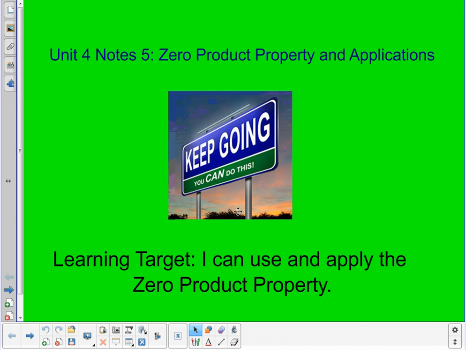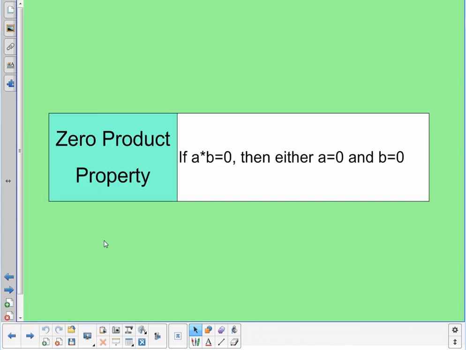This is the zero product property. So we're going to talk about how we use the zero product property today and what the zero product property is. Up at the top of your notes page, the zero product property says that if a product A times B is equal to 0, then either A must be 0 or B must be 0. So one of the factors, if not both, has to be 0.